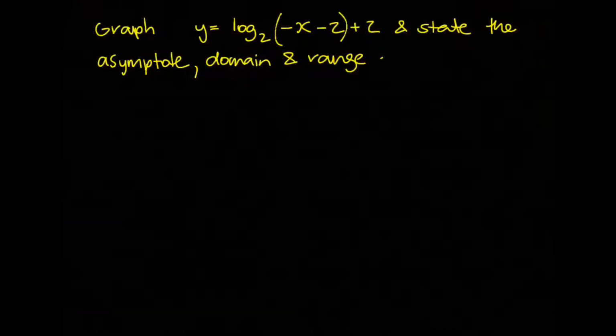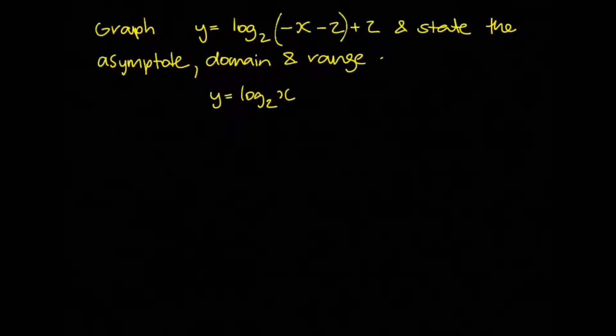Okay, let's graph y equals log to the base 2 of (negative x minus 2) plus 2 and state the asymptote, domain and range. We're going to graph y equals log to the base 2 of x and perform a series of transformations. So what are those transformations going to be for starters?